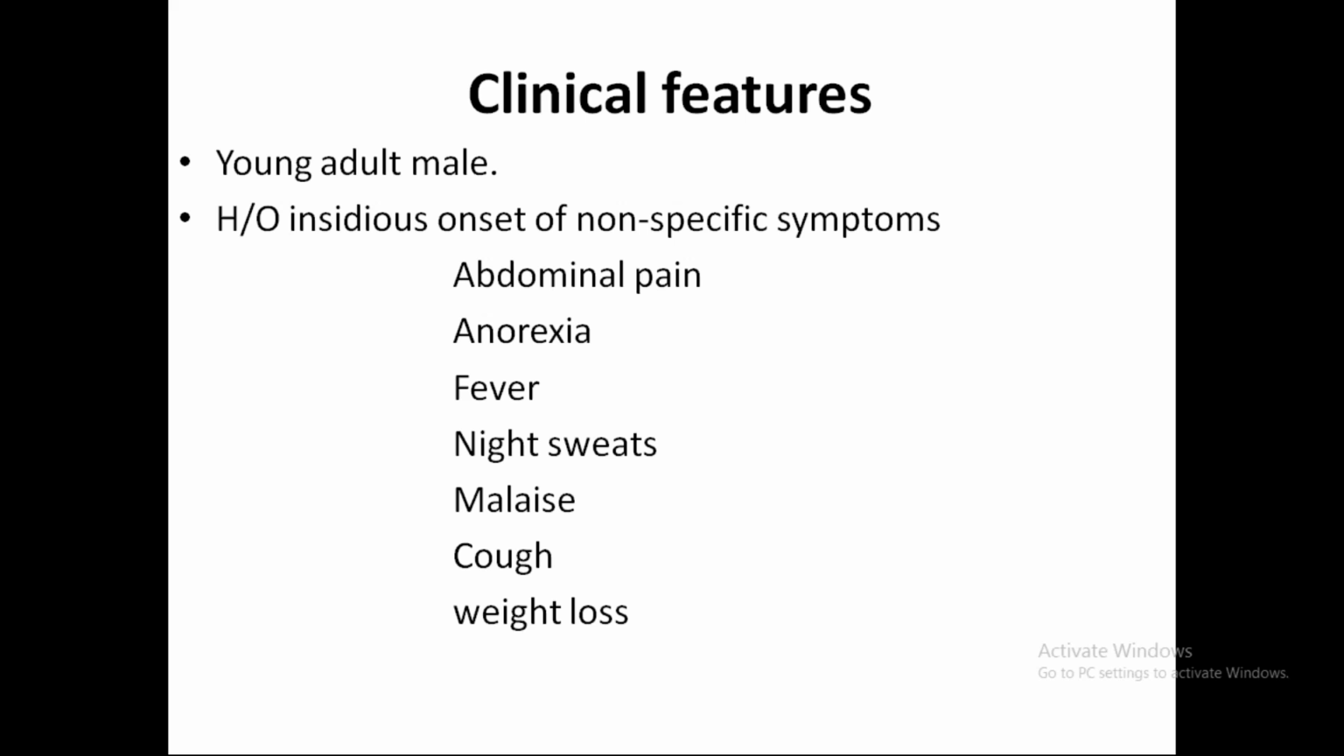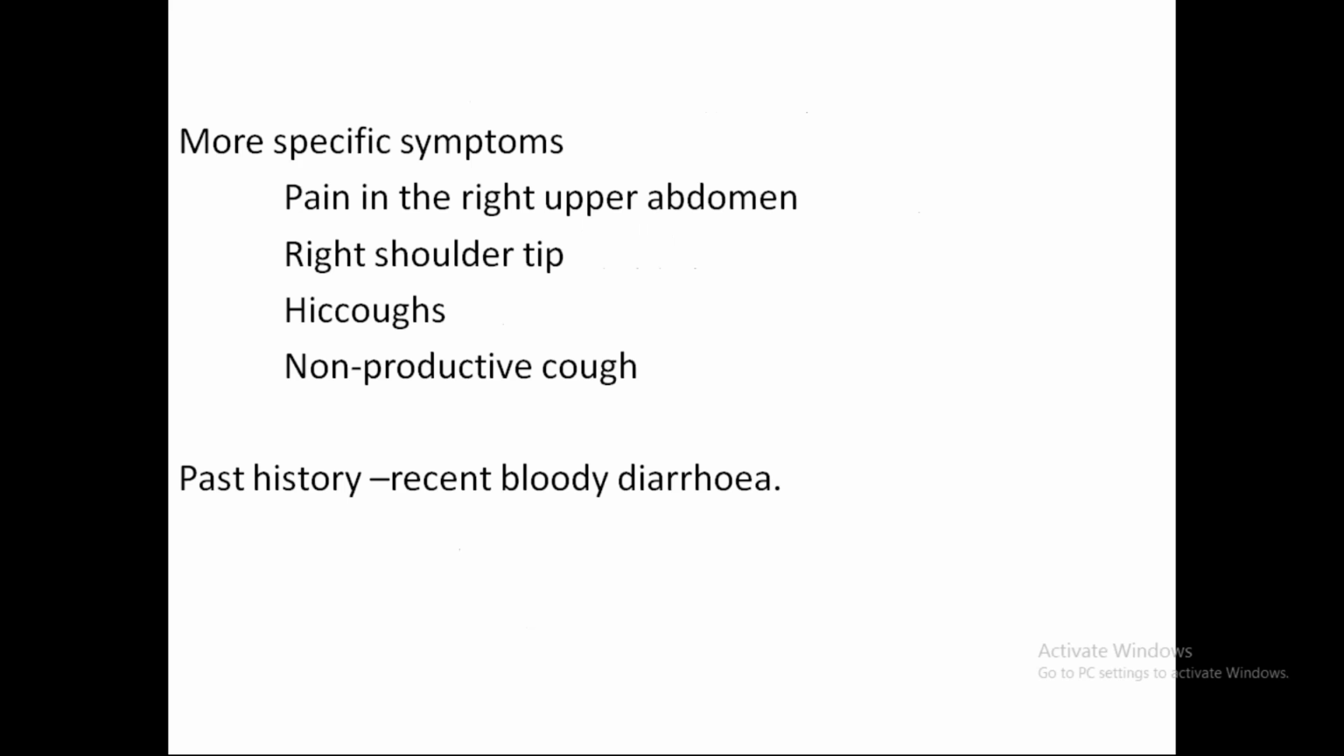What are the clinical features with which a patient presents with amoebic liver abscess? Usually an adult young male is the common presentation. There is a history of insidious onset of non-specific symptoms like abdominal pain, anorexia, fever, night sweats, malaise, cough, and weight loss. More specific symptoms are pain in the right upper abdomen, right shoulder tip referred pain, hiccups, and non-productive cough. Past history is usually related to recent bloody diarrhea.